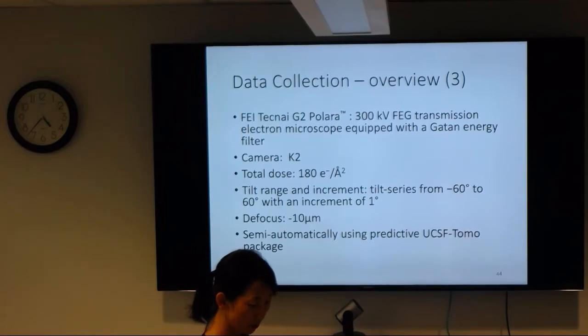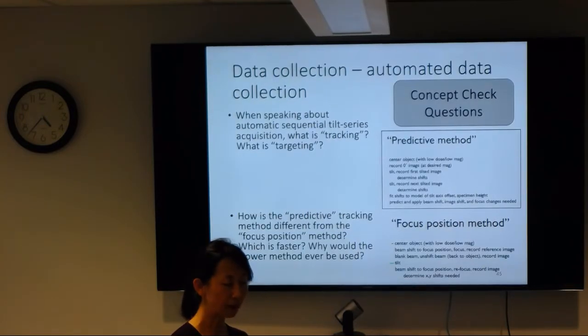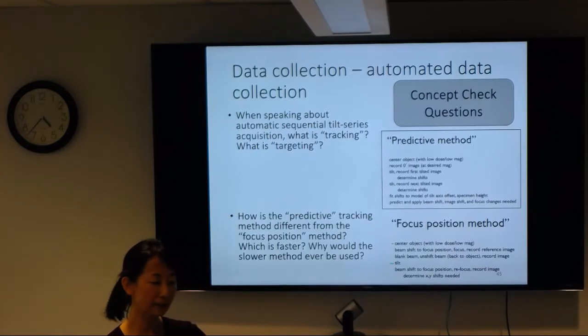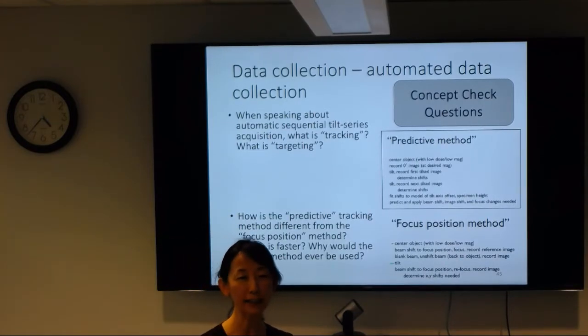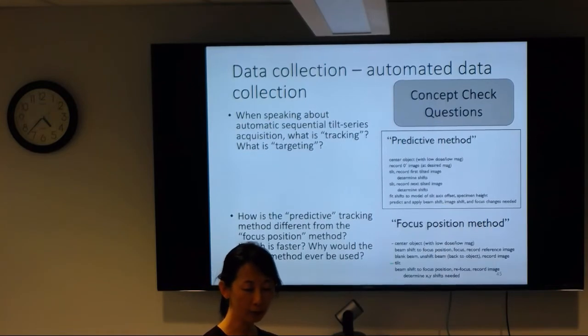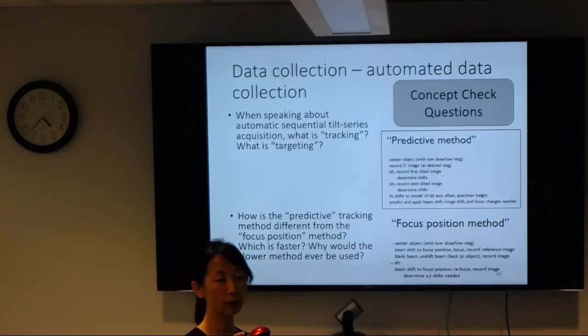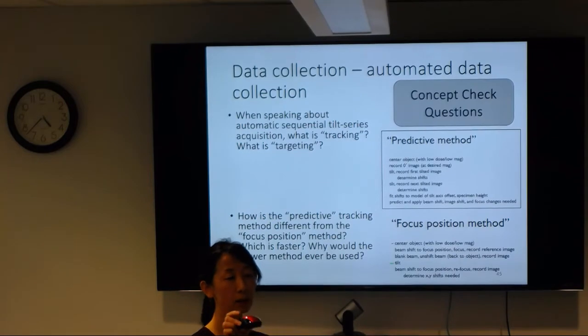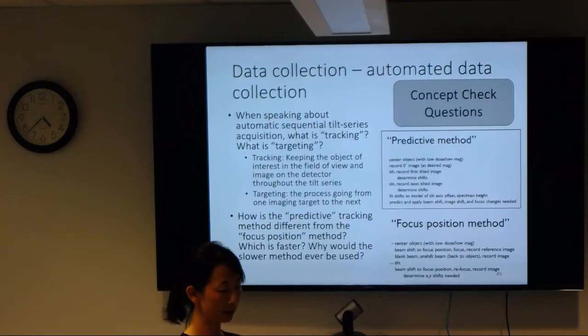So that's your question. When we talk about automatic data collection, what is tracking, and what is targeting? Tracking is very easy to understand. You have your object, you want to tilt, take an image, tilt, take an image. You want to make sure your object is always in the middle of your image, under your view. Keeping that object always in the middle of your image is tracking. And then what is targeting?